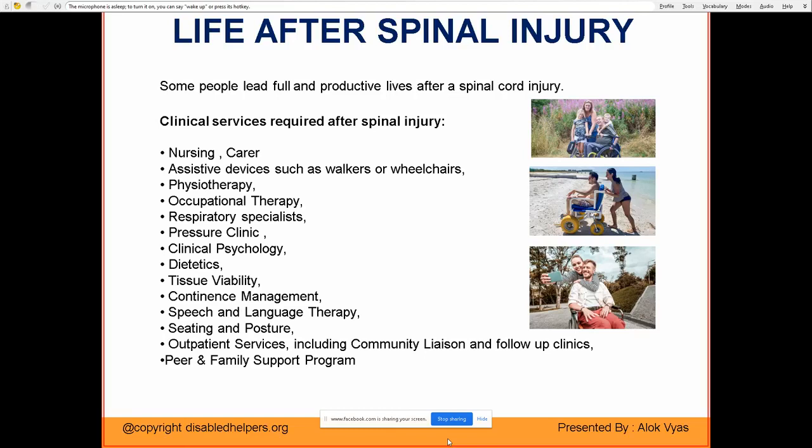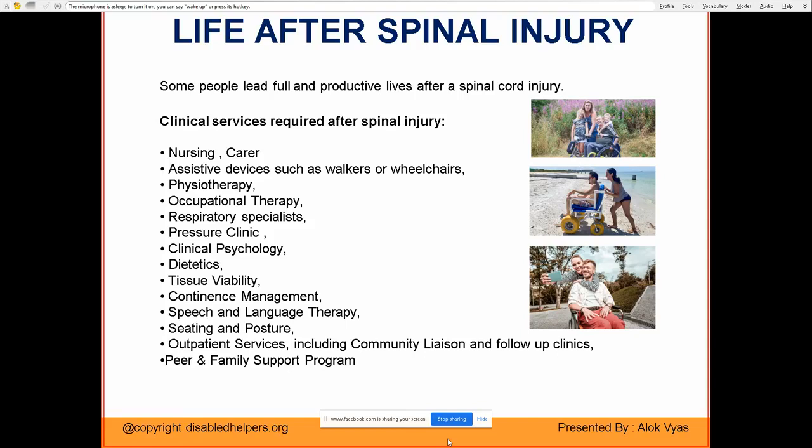Another one is the speech and language therapy. These are for people with a very high-level injury who are not able to speak. These people teach them ways to communicate through various means, like sign language or using the blink of an eye for yes or no, and various similar techniques.